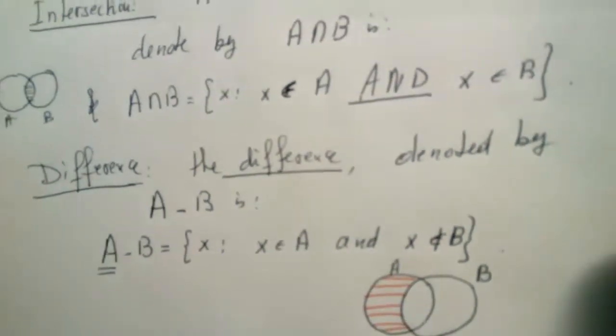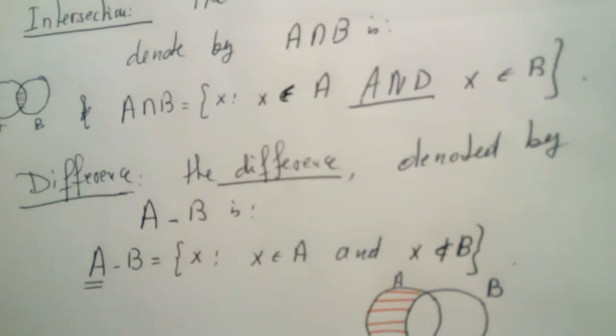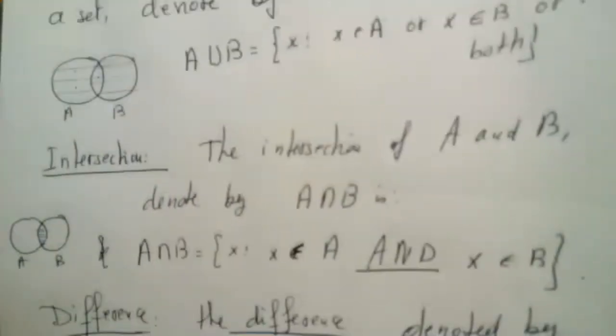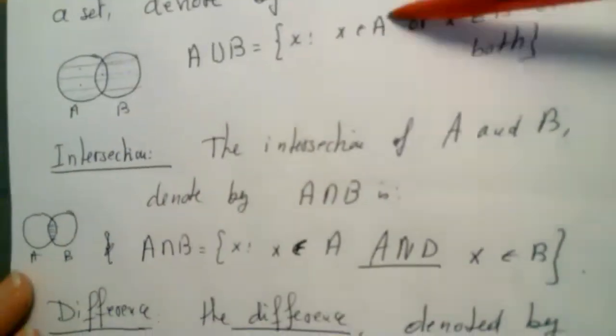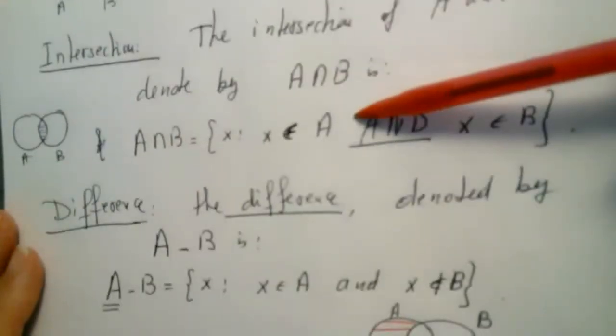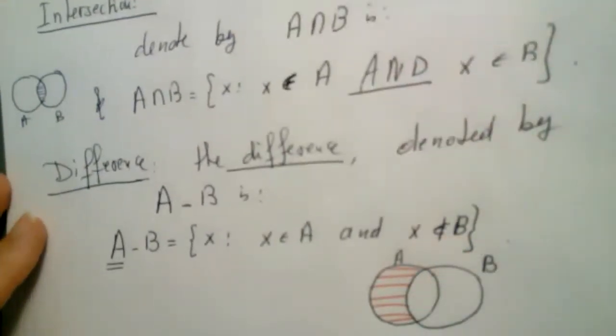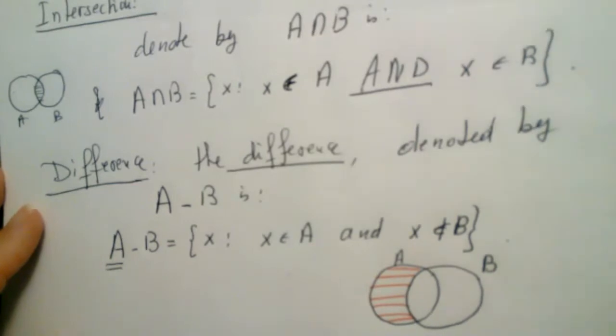All right, so the three operations that you will be using, and a lot of you may have been using already on sets, are the union, the intersection, and the difference. Okay, let's take a very simple example. Let's say A is 1, 2, 3, 4.